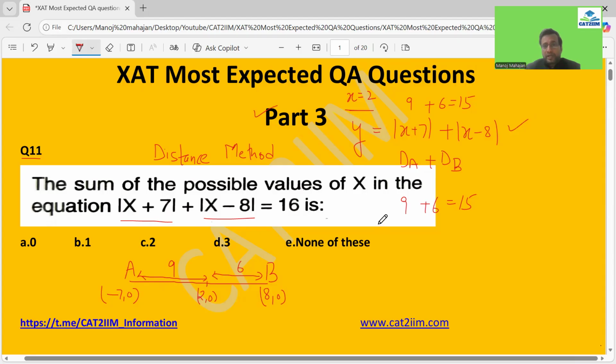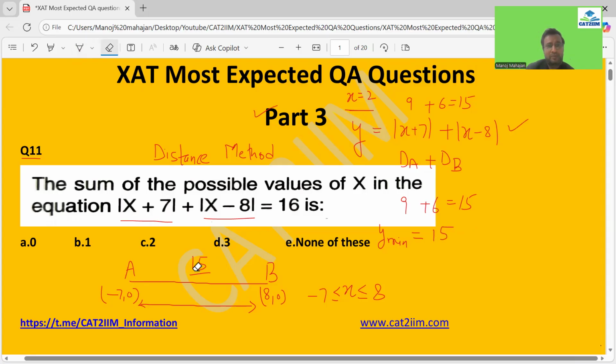Now with the distance method we can also get the minimum value of y, which is actually the minimum distance traveled by A and B together. Very logically, if you pick up any point on the number line between minus 7 inclusive and 8 inclusive, the sum total of A and B distance would be nothing but 15. Whatever distance is traveled by A or by B doesn't matter. The sum total will come out to be 15, and that is the minimum value.